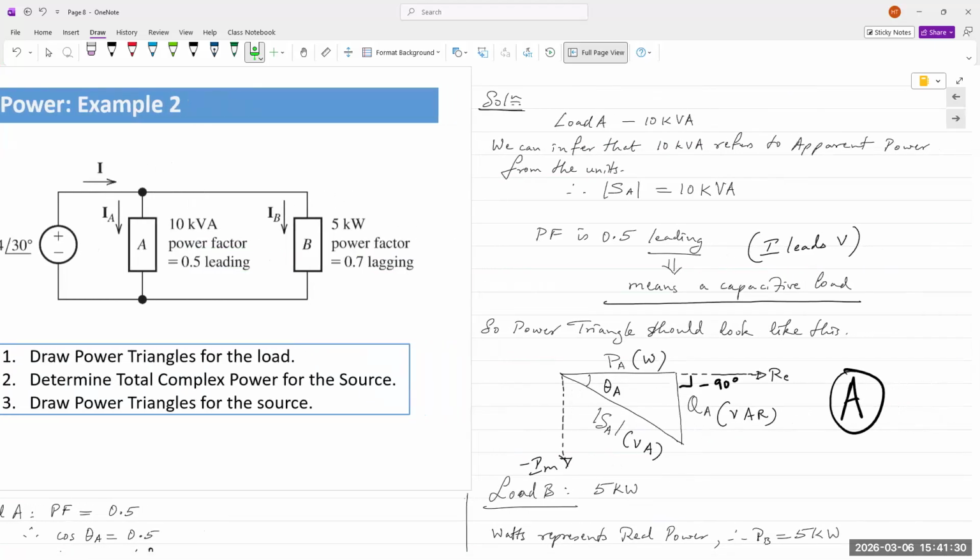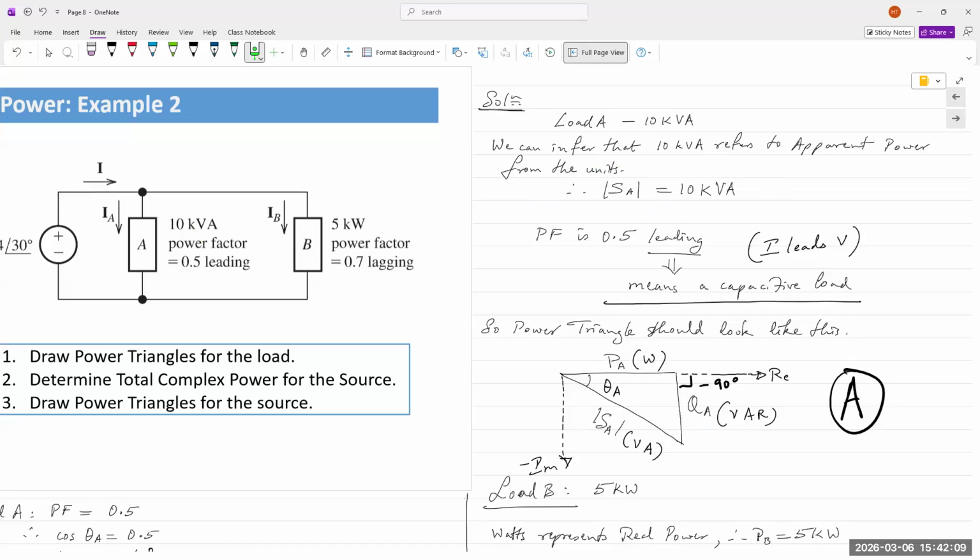Goes back to that question that was just asked earlier. From the units, we can determine which side of the triangle it is referring to. If this was watts, then it was referring to the real axis, power P. If this was VAR, it was referring to the y-axis, reactive power Q. Because it is volt ampere, it is referring to the hypotenuse of the triangle, and hence it's referring to the apparent power, or the magnitude of S.